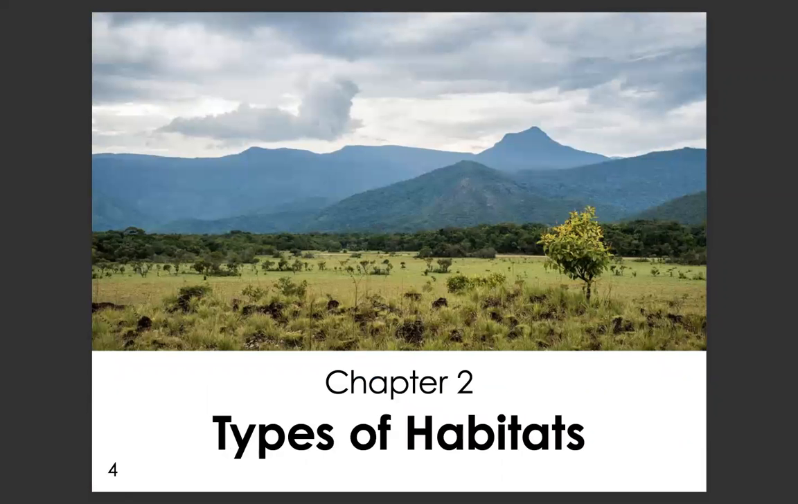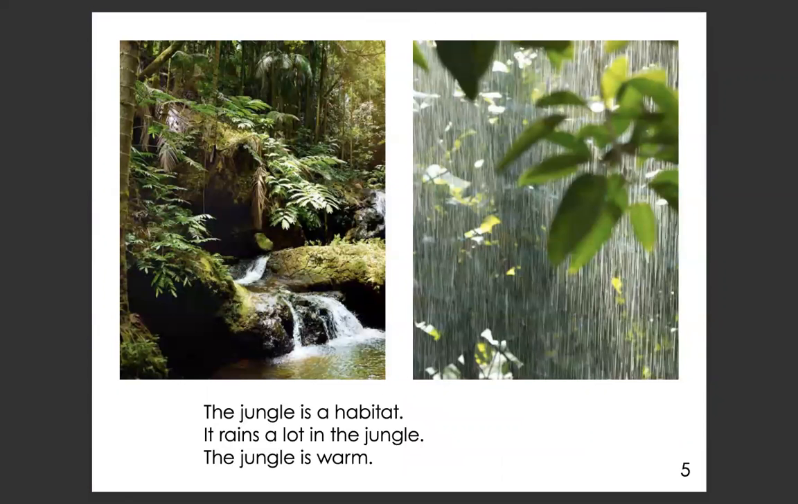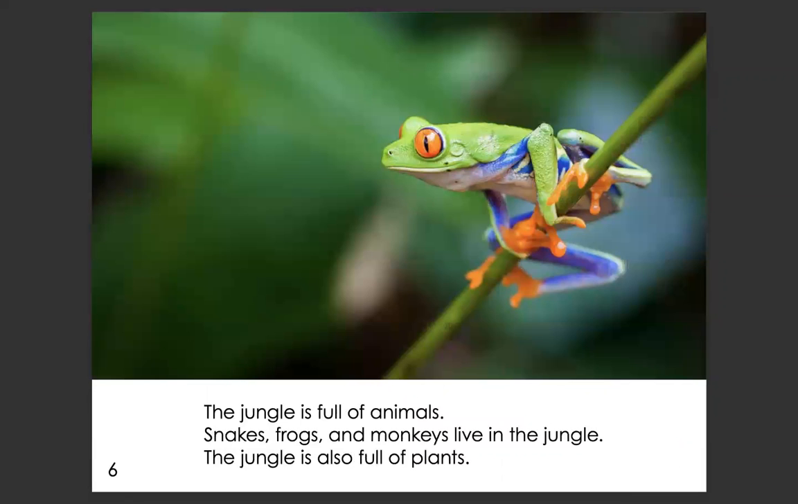Chapter 2. Types of habitats. The jungle is a habitat. It rains a lot in the jungle. The jungle is warm. The jungle is full of animals. Snakes, frogs, and monkeys live in the jungle. The jungle is also full of plants.